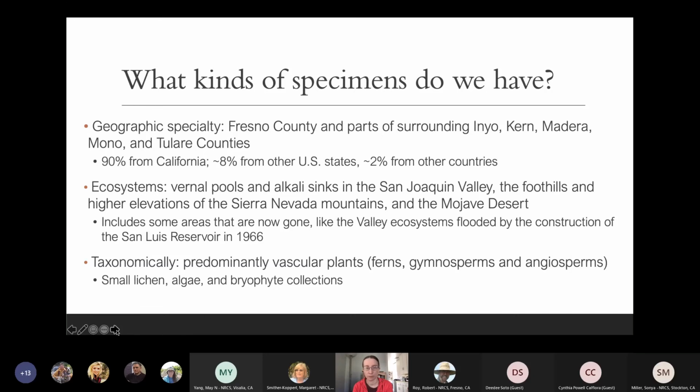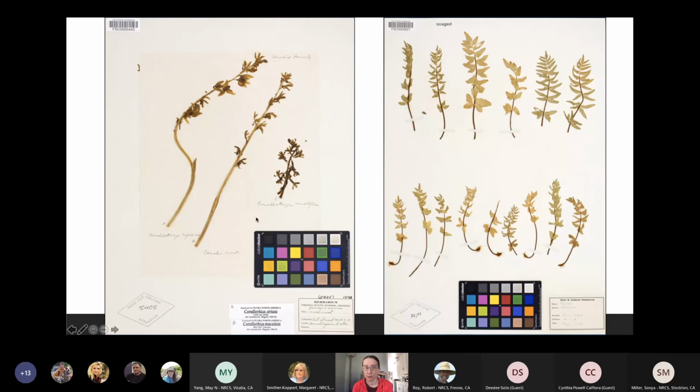That's what we've got so far. Just going to show you some old specimens, what they look like. These are a couple of older specimens from the turn of the last century, both from Fresno County, actually. And you can see that there's not a lot of information on these really old labels.